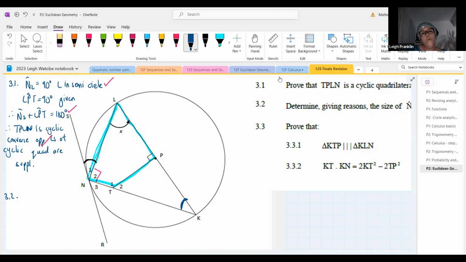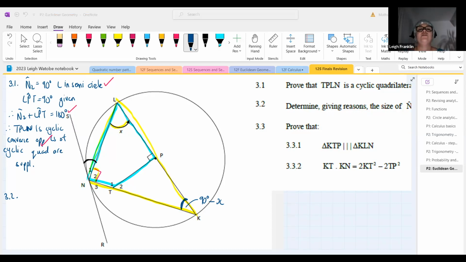All right. What is K equal to in terms of X? Well, if we look at the triangle, so now we're looking at this triangle here because K is an angle in the big triangle. We know that this angle's 90. We know that that angle's X. So that means that K has to be equal to 90 minus X. So hence N1 is also equal to 90 minus X.